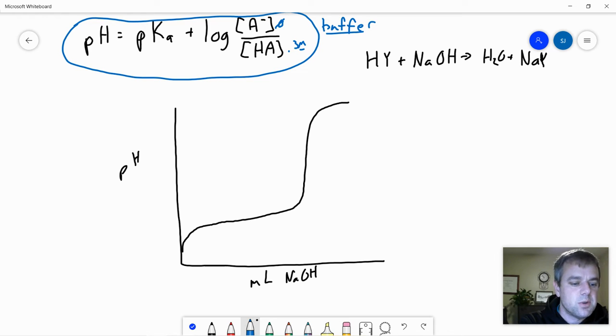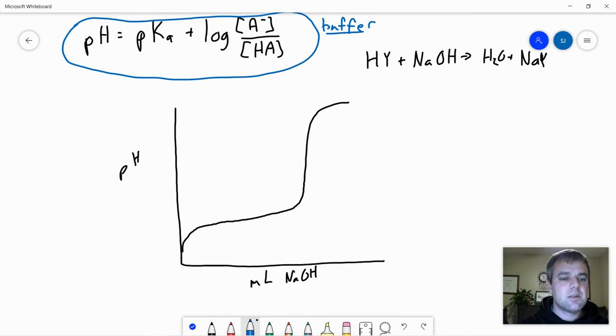Also, if you only had the conjugate base present and you tried plugging in, then you would have no acid and you'd be dividing by zero. You can only use the Henderson-Hasselbalch equation for a buffer solution. And in fact, you don't even have to use the Henderson-Hasselbalch equation then, because you can always just use an ICE chart.